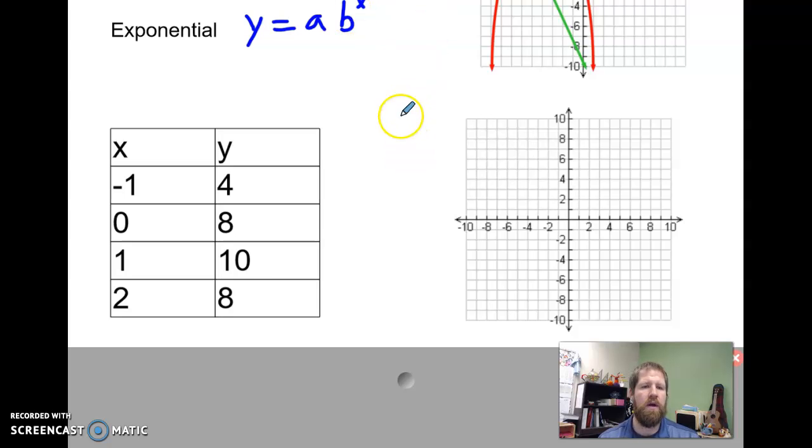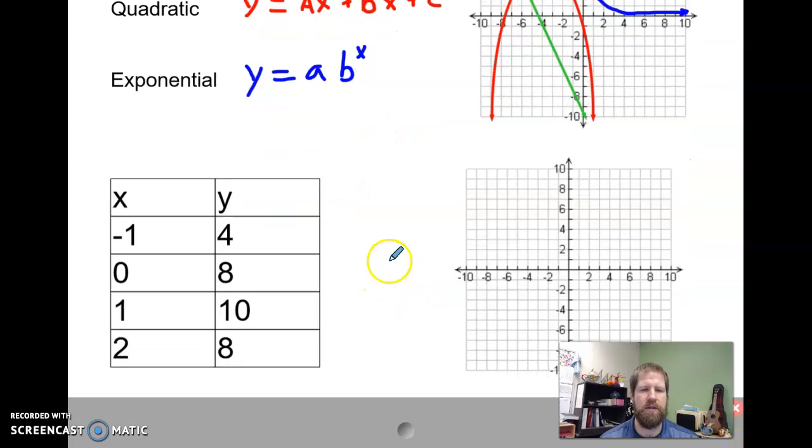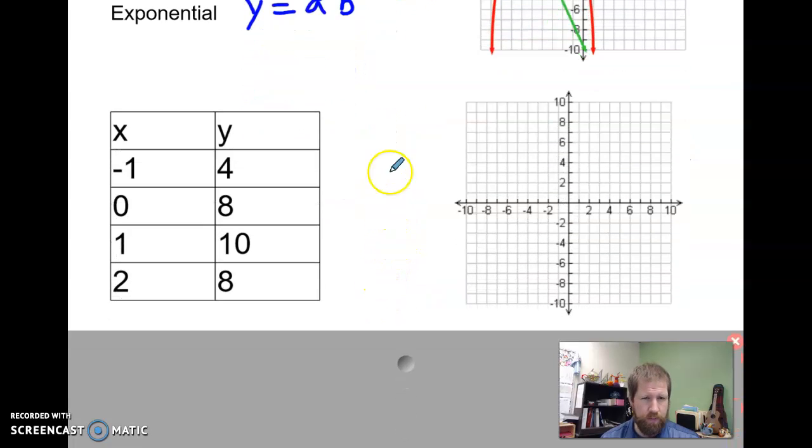We don't have to find the equation, we don't have to find any specific points on that graph. We just have to say, what is my best model going to look like? How can I best represent this data using one of these three equations? Okay, so plug in our values.